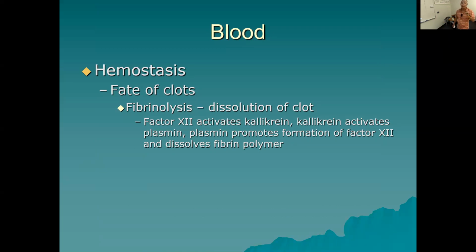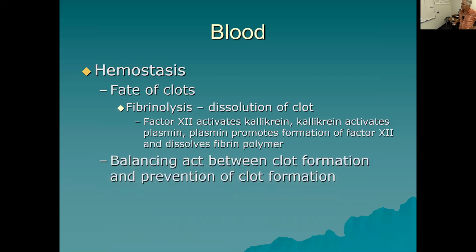and the thrombin makes clots. Plasmin dissolves clots. It also promotes the formation of more factor 12 that activates more kallikrein and slowly dissolves fibrin polymer, and plasmin slowly dissolves the clot. All right. So the balancing act between clot formation and prevention of clot formation in your blood, it's really important for your blood to clot. But it's also really important to prevent inappropriate clot formation.